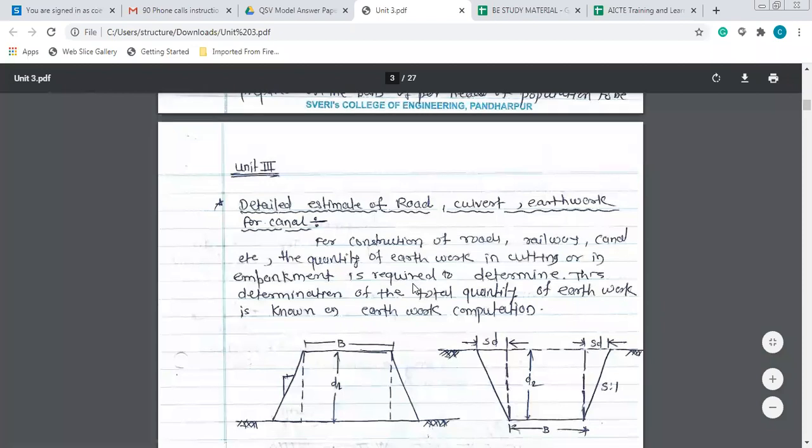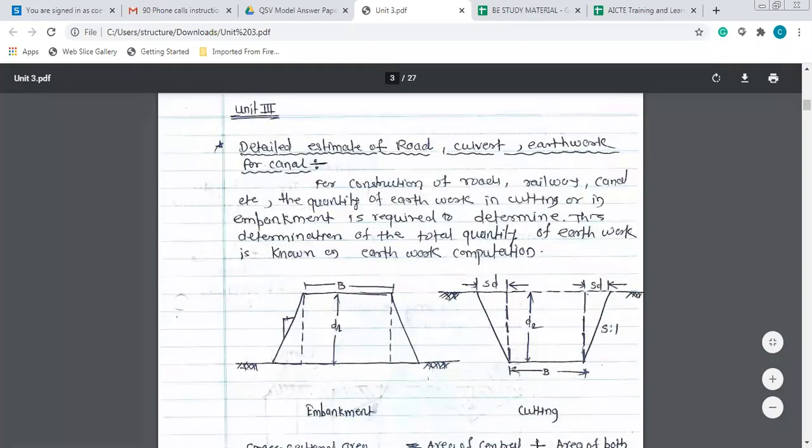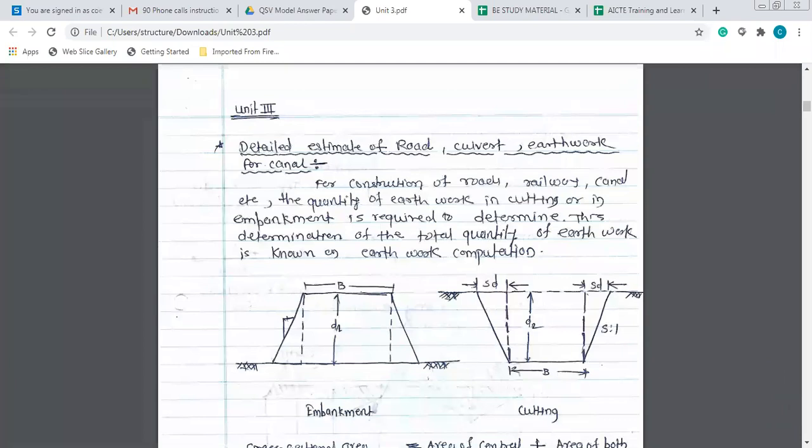Now the next important parameter that we are going to begin in this lecture is the detailed estimates of the roads, culverts, or the earthwork for the canals, or for the roads also. As far as road construction is considered, the first important step is to calculate the quantity of earthwork which is required for cutting as well as for the embankment.